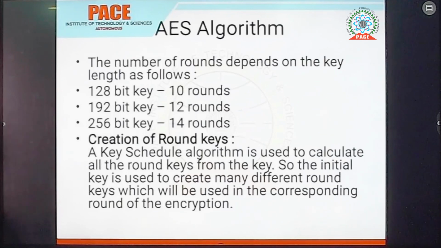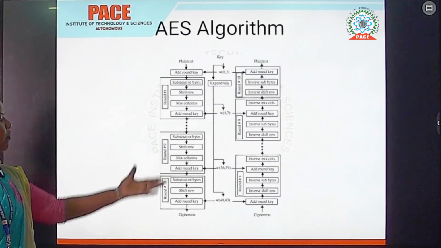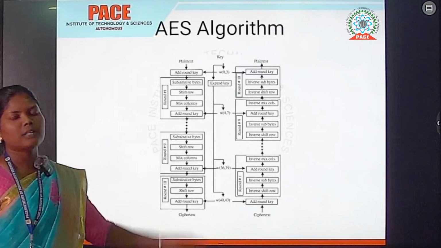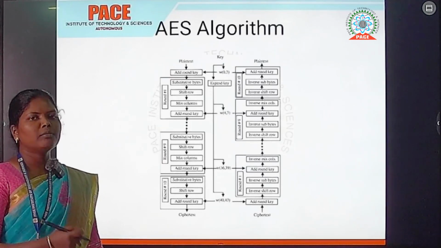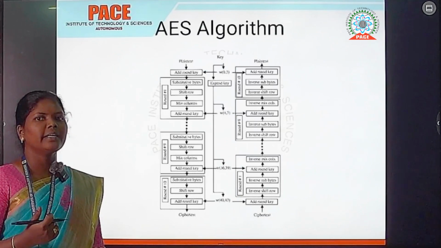For creating round keys, a key schedule algorithm is used to calculate all the round keys from the key. The initial key is used to create many different round keys, which will be used in the corresponding round of the encryption. This is the overall block diagram of the AES algorithm. Now we are going to see the differences between AES and DES.